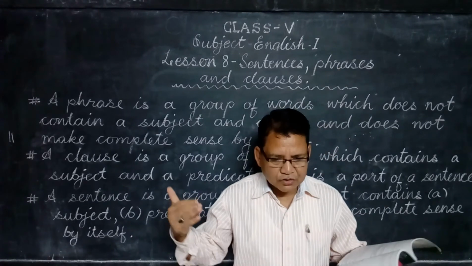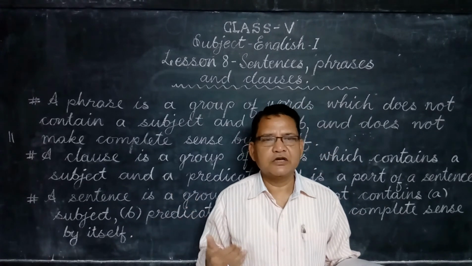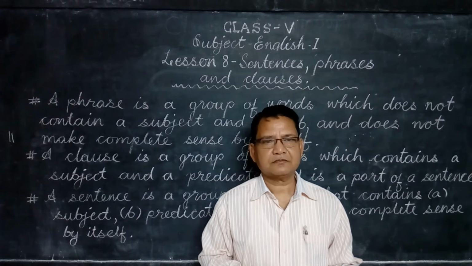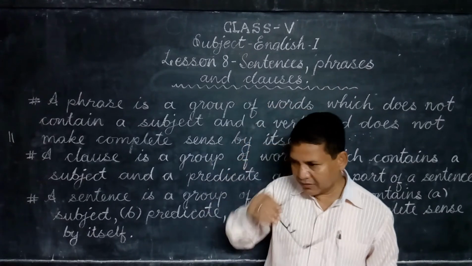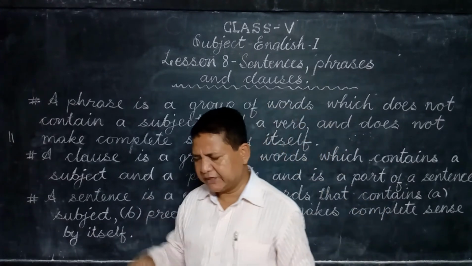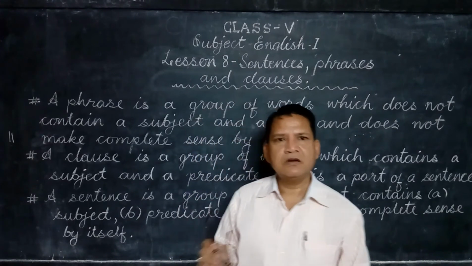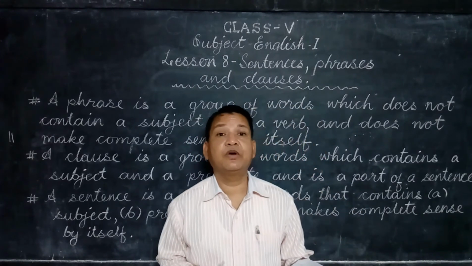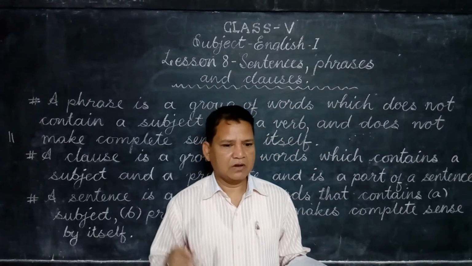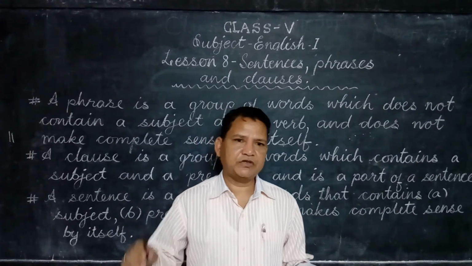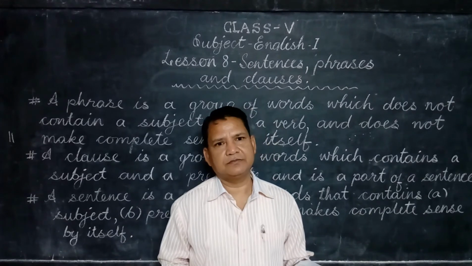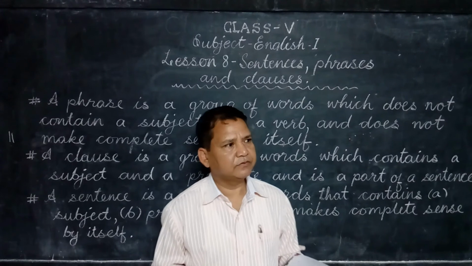Now we can join these sentences using a conjunction. Now what is a conjunction? The simplest definition: conjunctions are joining words. They join two words or sentences together. I'll give you one example.